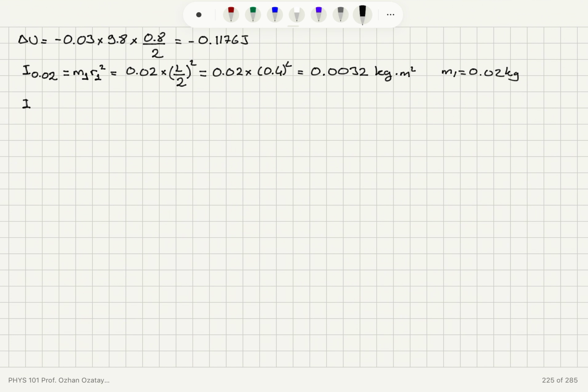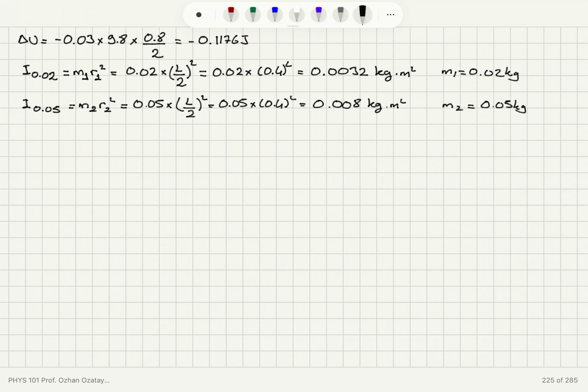Now the moment of inertia contribution from the 0.05 kilogram sphere will be m2 r2 squared, which is 0.05 times (L/2) squared. So that is 0.05 times 0.4 squared. That gives us 0.008 kilogram meter squared for m2, which is 0.05 kilograms.